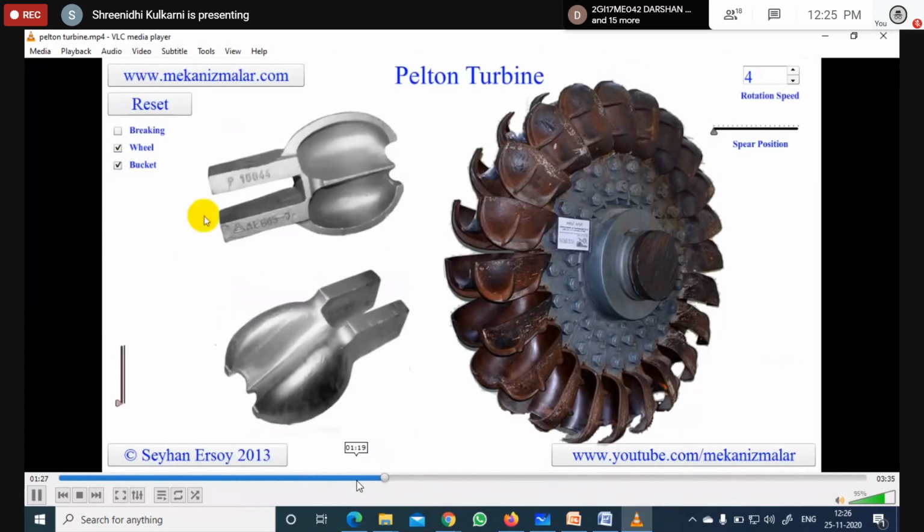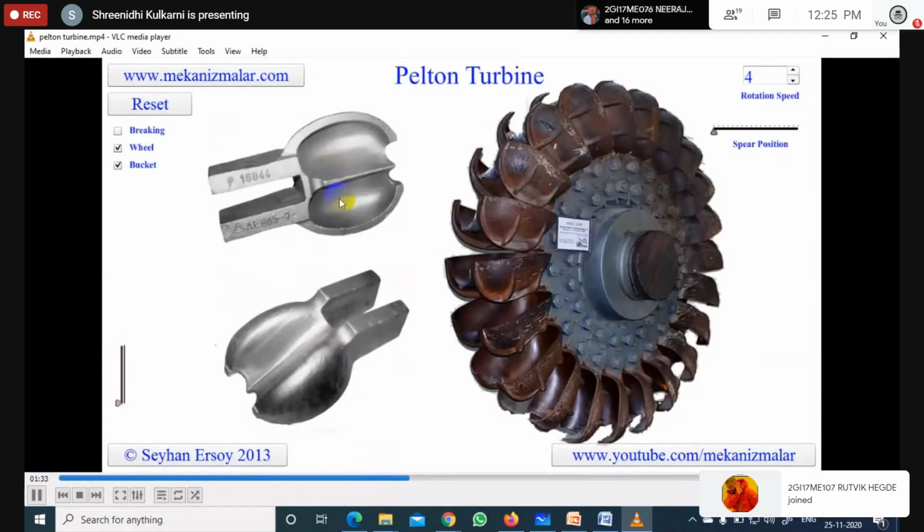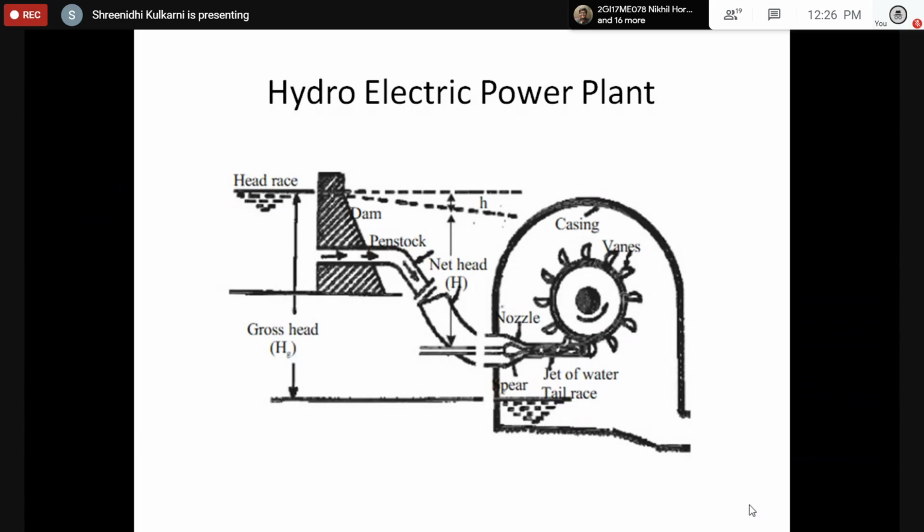This I'm going to cover in the construction and working principles of a Pelton wheel. So now I'm coming to the diagram. Here we have the reservoir. After the reservoir, we have the surge tank, which is only to maintain the constant head. Then the penstock, which is a large diameter pipe. This is the nozzle with spear, and this is the turbine unit.